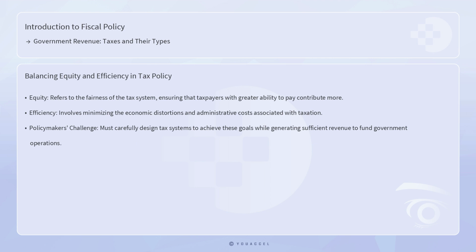One of the critical challenges in tax policy is balancing equity and efficiency. Equity refers to the fairness of the tax system, ensuring that taxpayers with greater ability to pay contribute more. Efficiency involves minimizing the economic distortions and administrative costs associated with taxation. Policymakers must carefully design tax systems to achieve these goals while generating sufficient revenue to fund government operations.